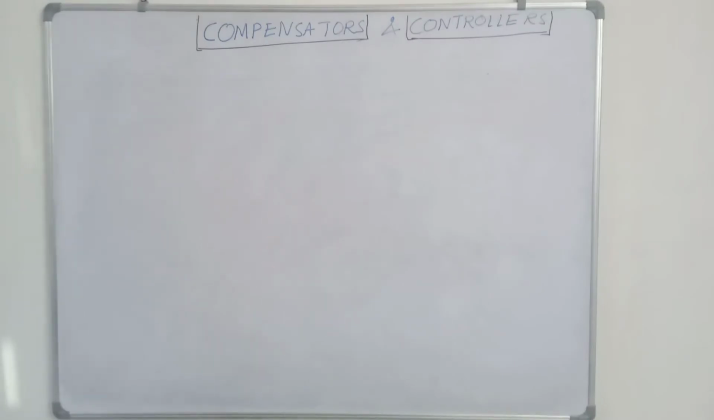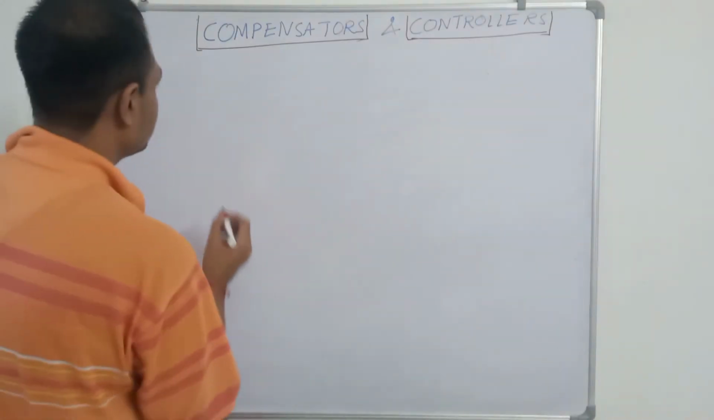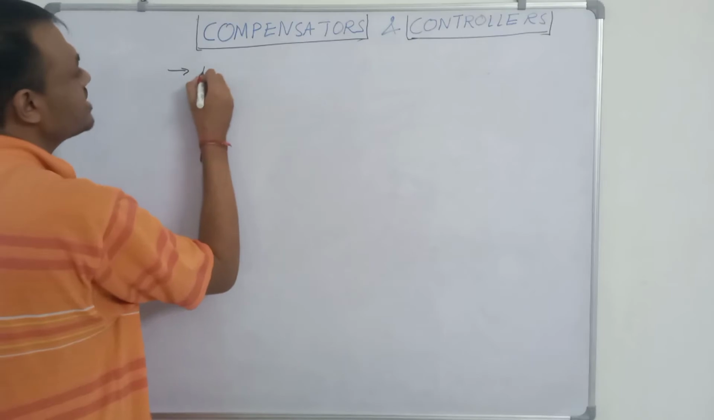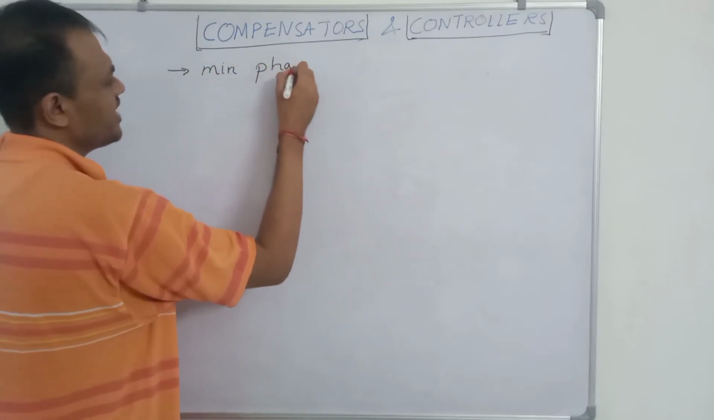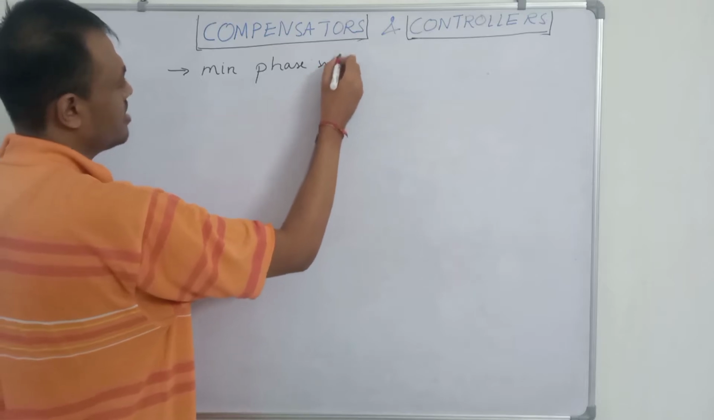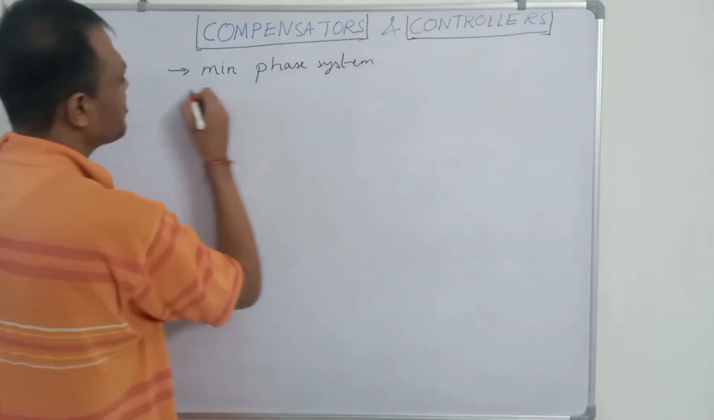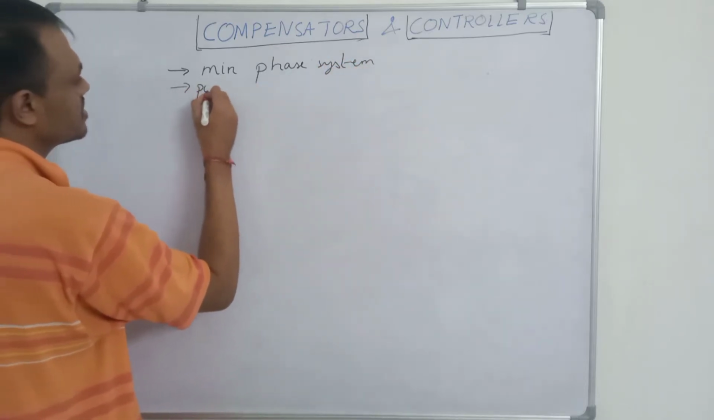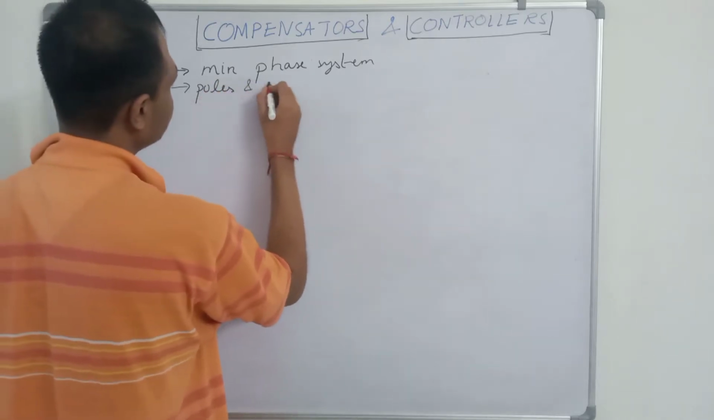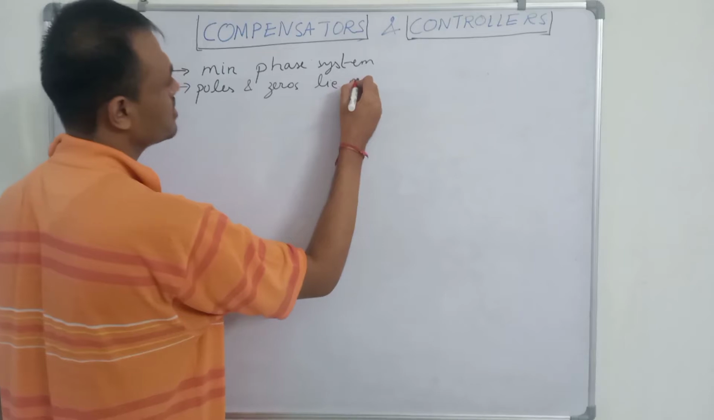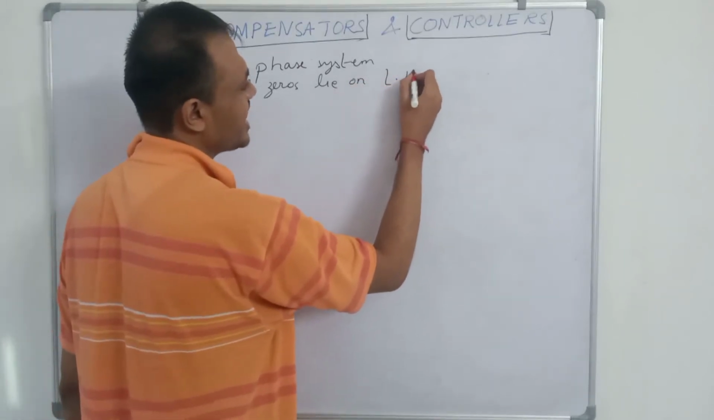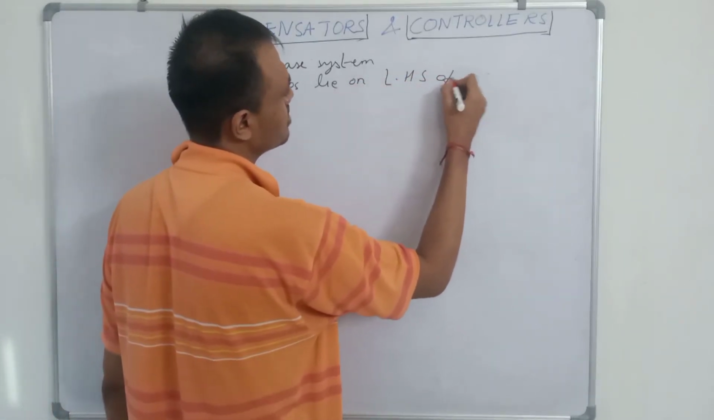In this video, we will study compensators and controllers. Compensators and controllers are minimum phase systems. What it means is that poles and zeros lie on the left hand side of the S plane.